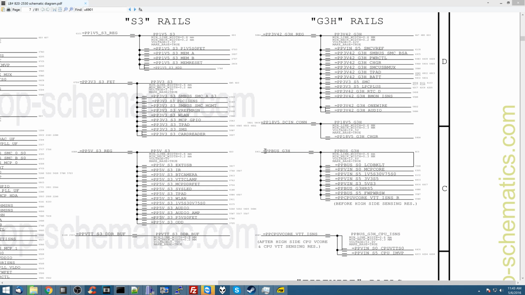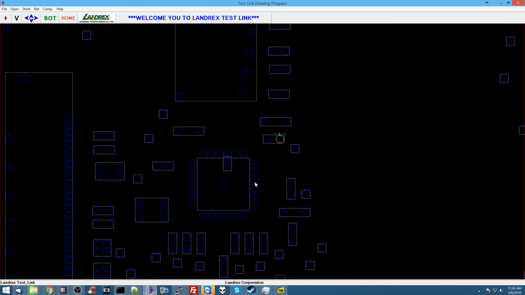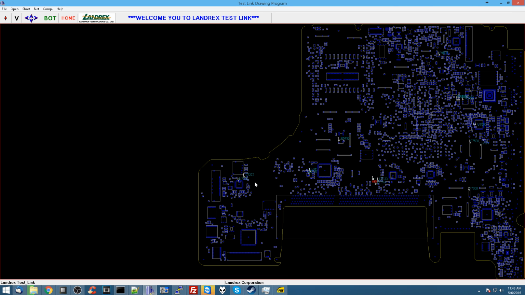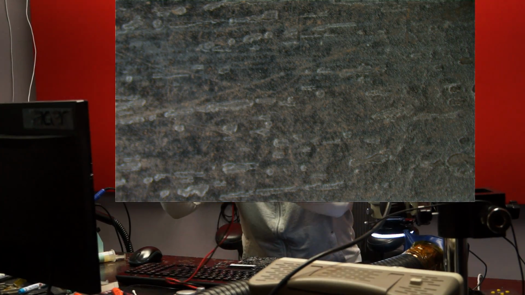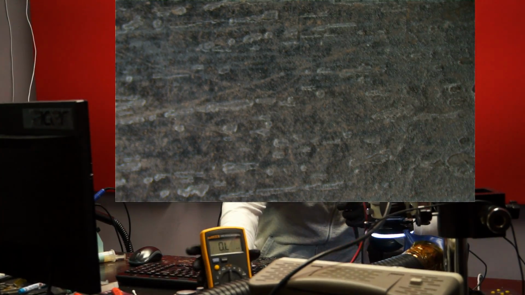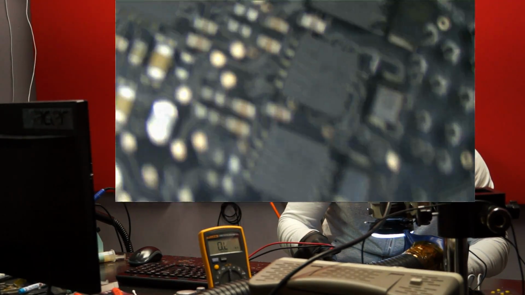This is a rail that's supposed to be always present, so if I search for this, and I'm going to go over to this board view software. A lot of people wonder how I find this stuff on the board. I'm just going to hit N, and it's going to show me every point that it shows up. There's a nice big fuse over there that I can check. And you can see the fuse under the microscope right here.